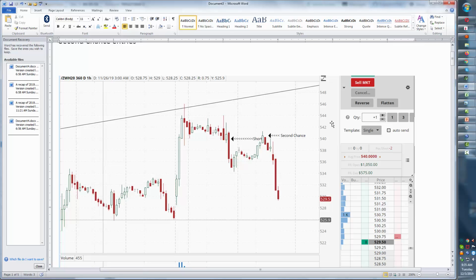And full disclosure here, usually when I put on a second chance entry, I'm already in the market. So if anything, I may be adding on positions.